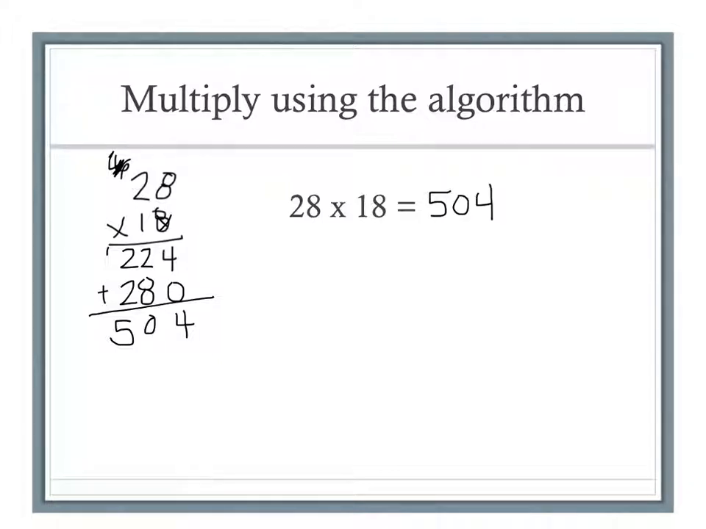Now, even though our estimate was 600, this is close, because to estimate, we rounded both factors higher. 28 became 30, and 18 became 20, so we would expect our estimate to be a little higher than the actual product.